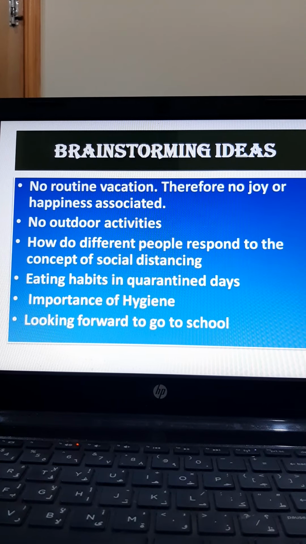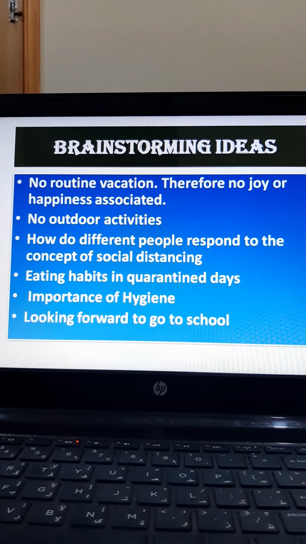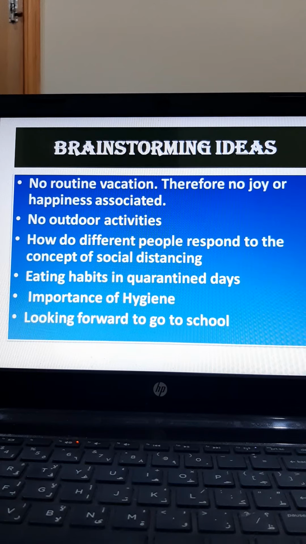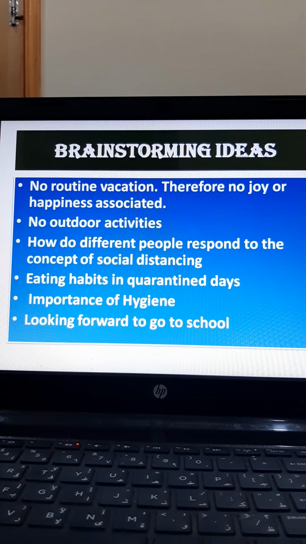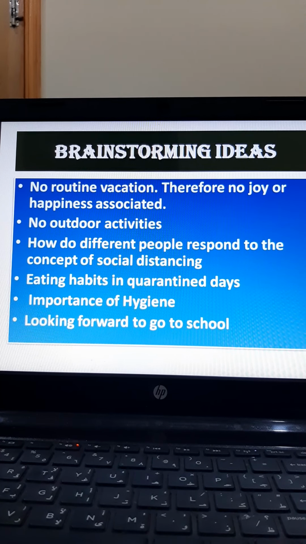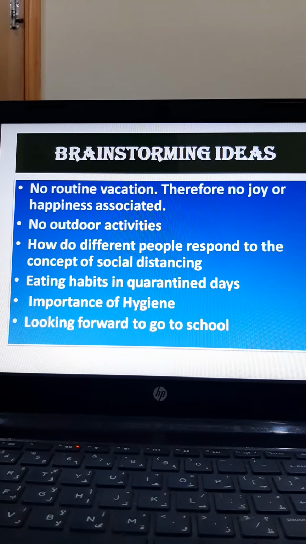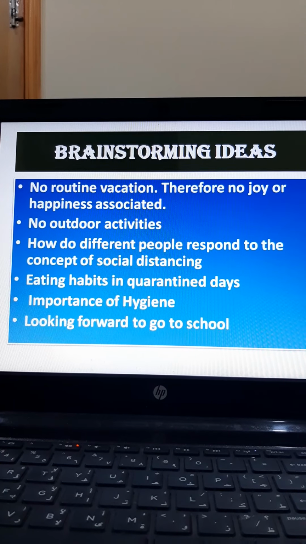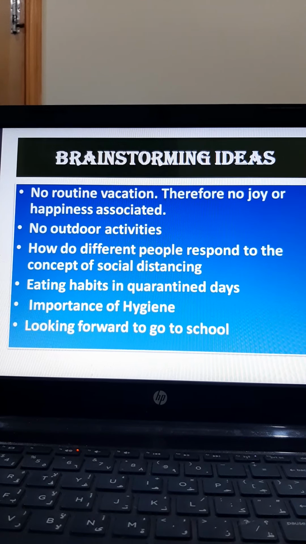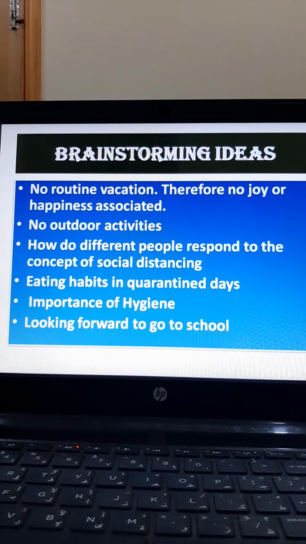Then let's talk about the importance of hygiene. Well, there has been a lot of emphasis on washing hands again and again with soap, sanitizing ourselves, disinfecting our homes. Then finally, you should write that you look forward to going to school regularly and not on alternate days anymore, that things come back to the normal routine as they were before this deadly coronavirus came into our lives.